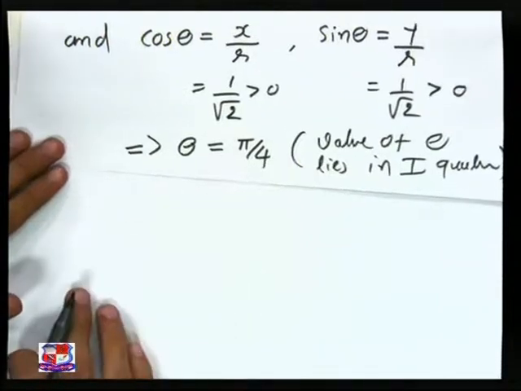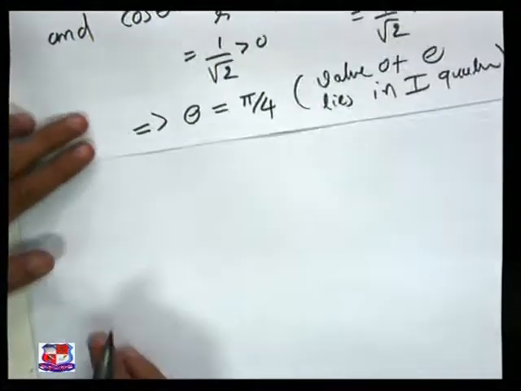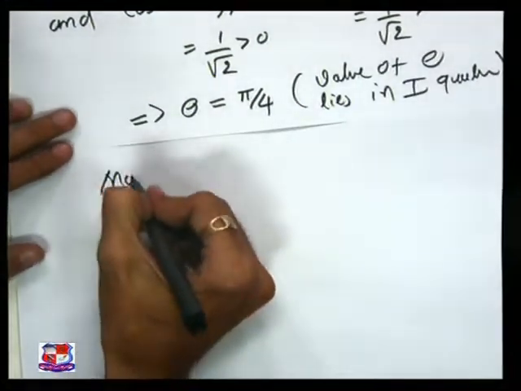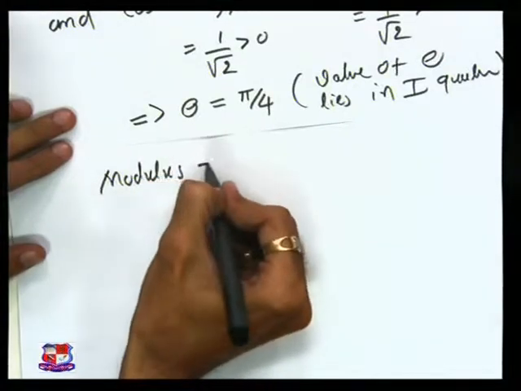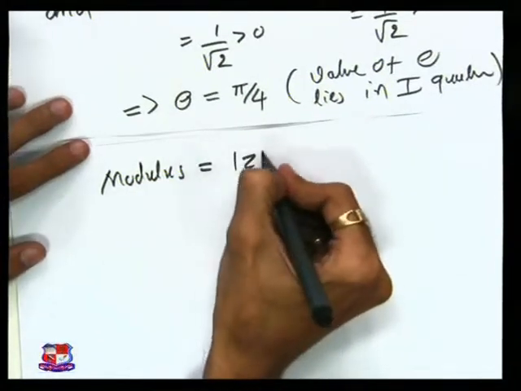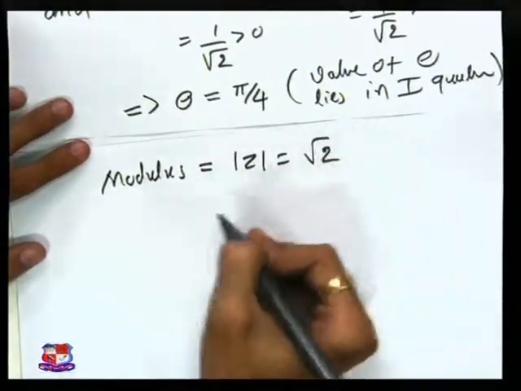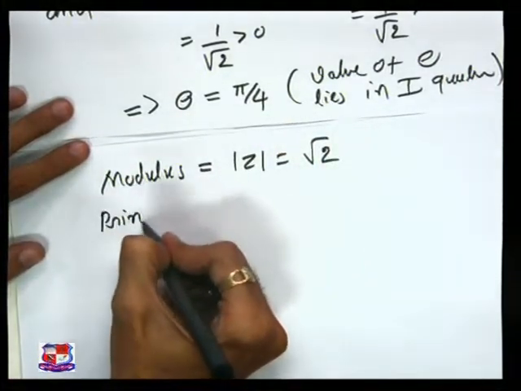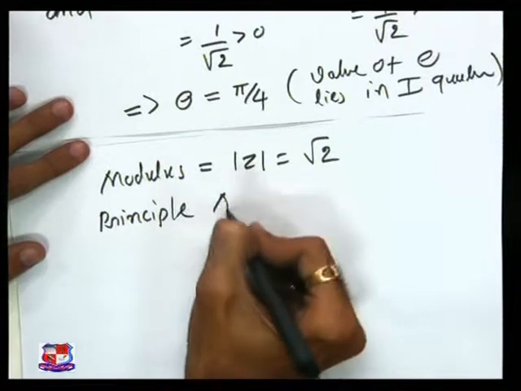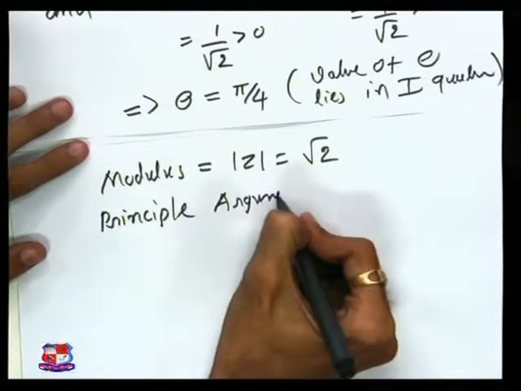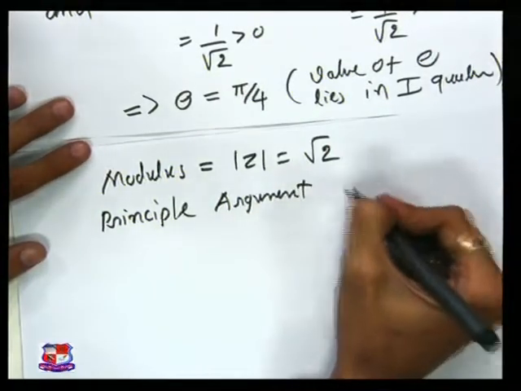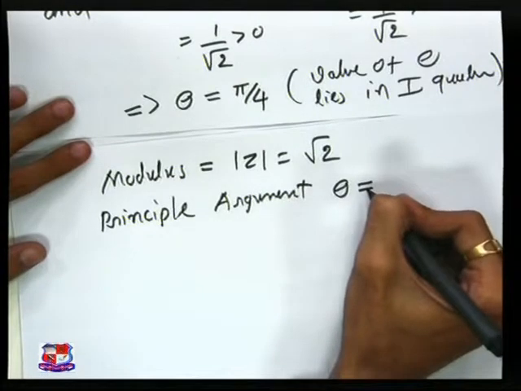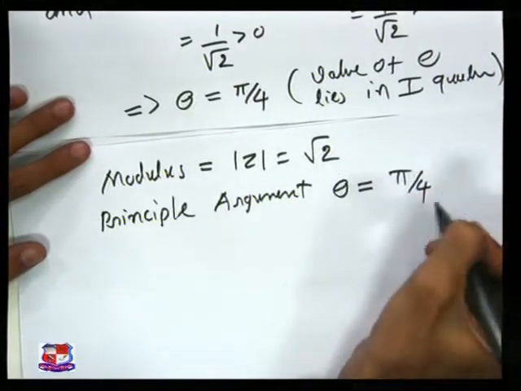So here the modulus, mod of z, is equal to root 2, as we have discussed, and the principal argument theta is equal to pi by 4.